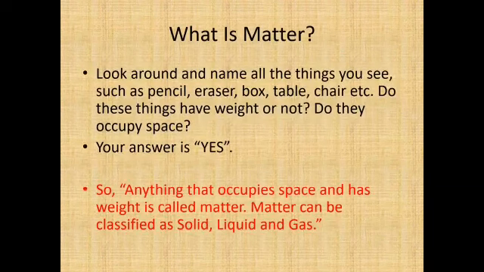Now, what is matter? Look around and name all the things you see, such as pencil, eraser, box, table, chair, etc. Do these things have weight or not? Do they occupy space? Your answer is yes. So anything that occupies space and has weight is called matter. Matter can be further classified as solid, liquid and gas.